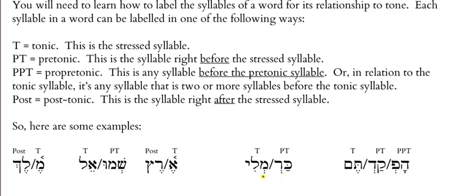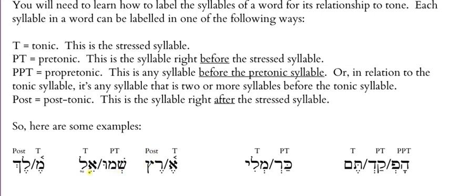Here I have carmali. Again, there's no overt accent over here, so I assume final syllable stress. And so the final syllable being stressed was the tonic syllable. I need a T here. And the syllable before is pretonic, PT. Eretz has an overt stress mark here. There's my syllable divider. Since the overt stress or accent mark is here, then that is the tonic syllable. And so this syllable is not pre, it's not before, it's post, it's after. So I will use the word post for post-tonic for that syllable.